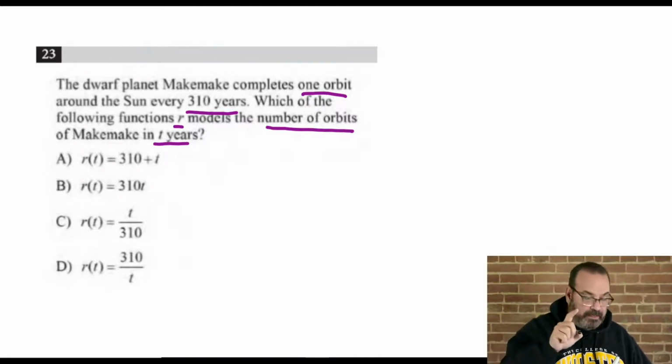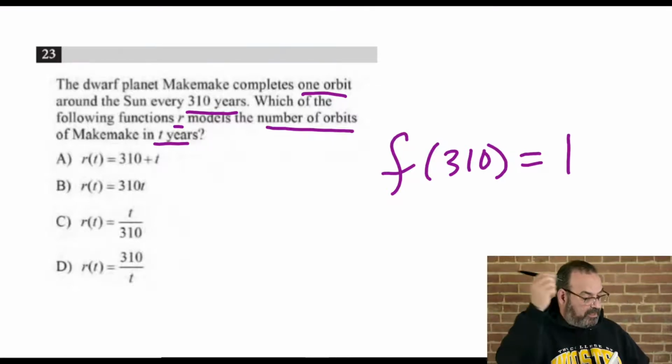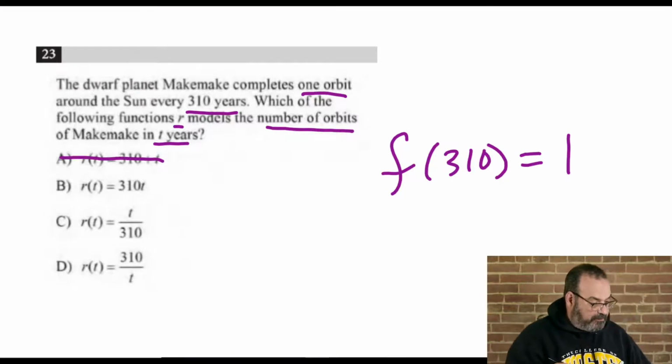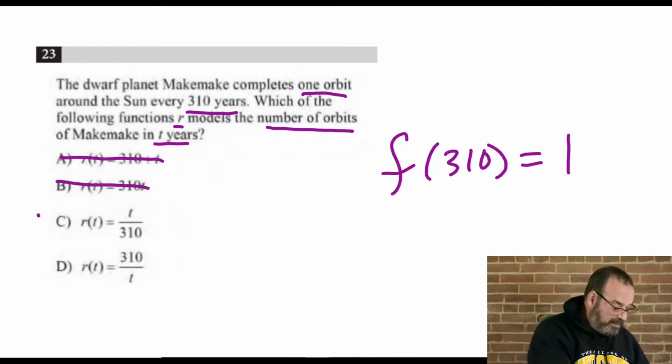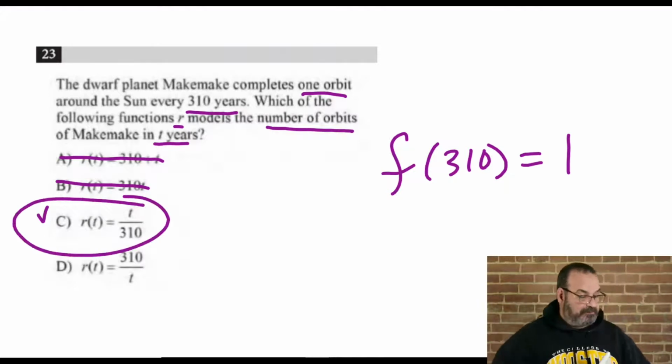310 is going to give me 1. So the function of 310 is going to equal 1. So I put in 310, I get 1 out. 310 plus 310 is 620, so that would be too many. 310 times 310 is 96,000. 310 divided by 310 is 1. I'm going with that as the answer. But if I put in 620, I'd get a half a year. And 620 in C would give me 2 years. So that's C. I'm not even going to check the answer because that's right.